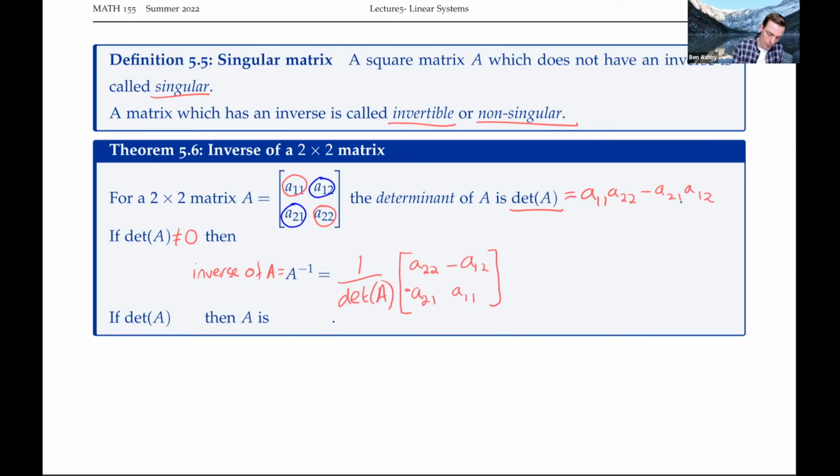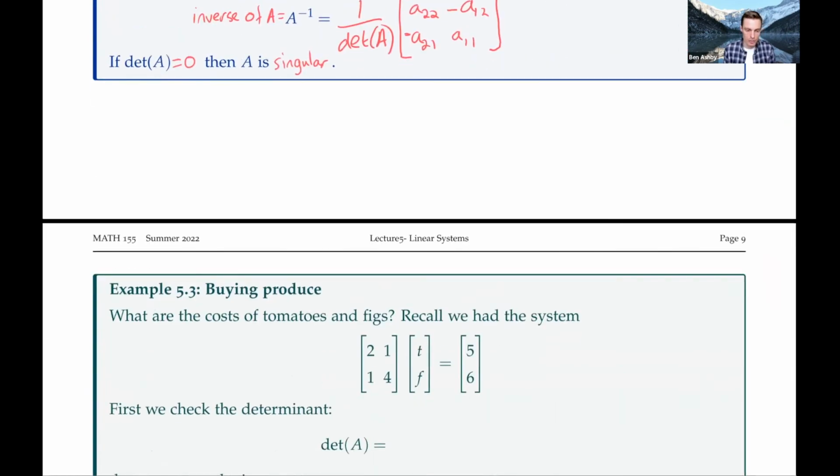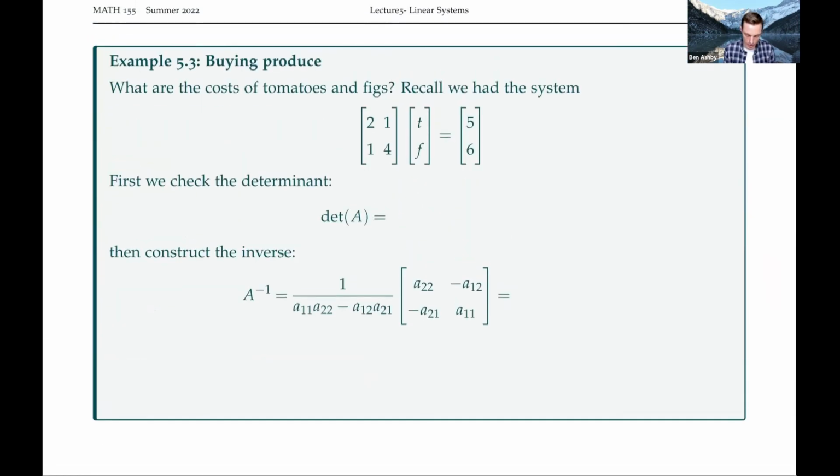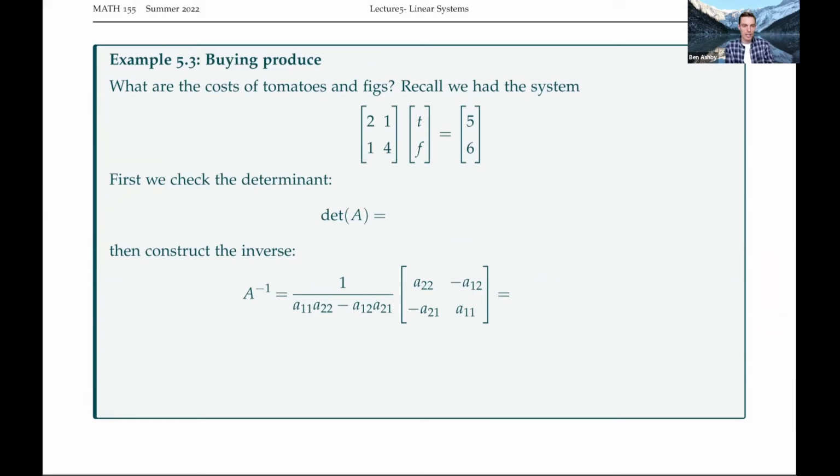Okay. So if det A is equal to 0, then we've got a 1 divided by 0, and that's why we can't find the inverse of A. So in that case, we say that A is singular. Okay, so that's how we find the inverse of a matrix. Now let's apply that to our problem where we had tomatoes and figs earlier.